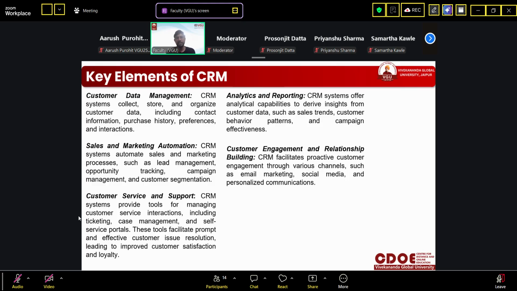The last one is customer engagement and relationship building. It is the major part, because why we do all these processes is to connect with customers and build the relationship in a better manner. So CRM software facilitates proactive customer engagement through different channels, like email marketing, social media, and personalized communication. Sometimes they send visiting cards.